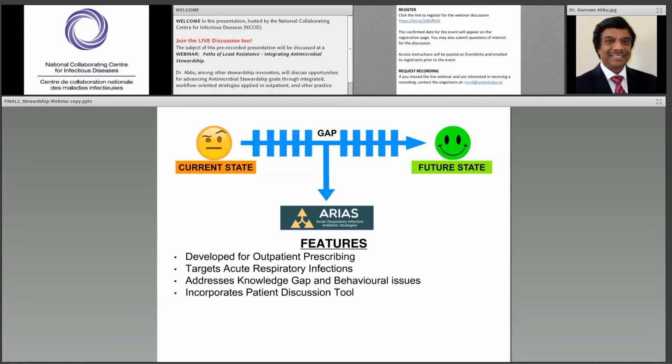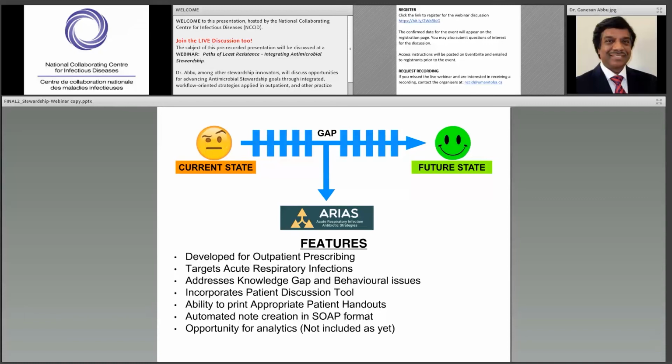It incorporates a patient discussion tool so that we're all on the same page. It has the ability to print appropriate patient handouts. So if we give antibiotics, you get one type of handout, and if you don't, you get a different type of handout. It has a selling feature in that it automatically creates the physician notes in the SOAP format. Lastly, there's an opportunity for analytics. This is not yet included, but we will work further to incorporate this.